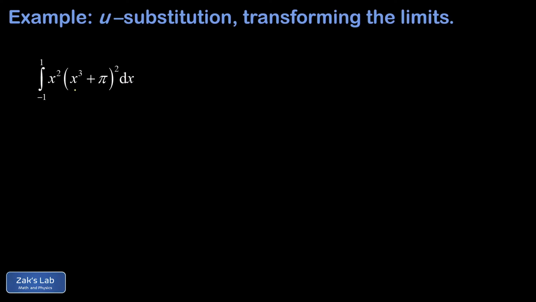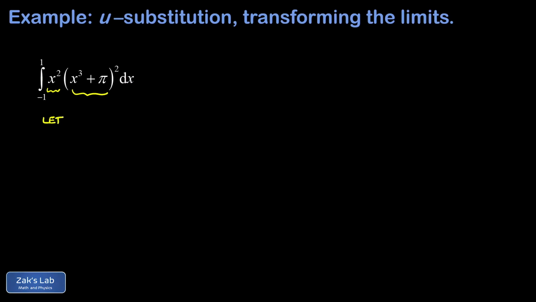But it's much simpler if you recognize that the derivative of that interior function is basically sitting there in the integrand. The derivative of that interior is 3x squared, and what we have next to the squared binomial is x squared. So it only misses by a constant. And this means a u-substitution will work.